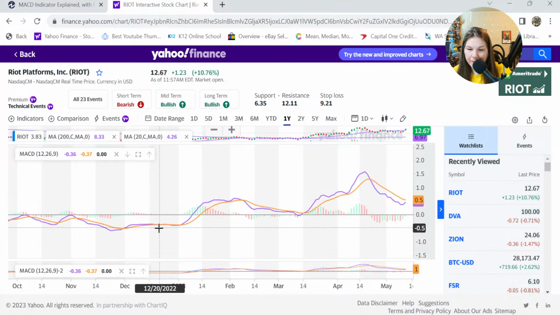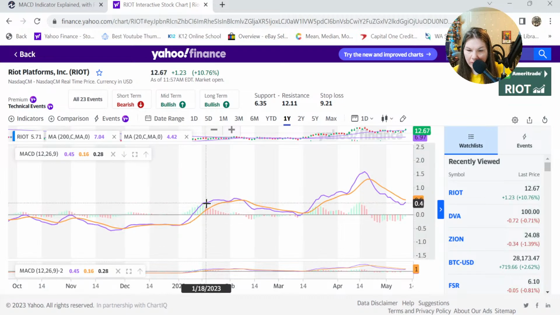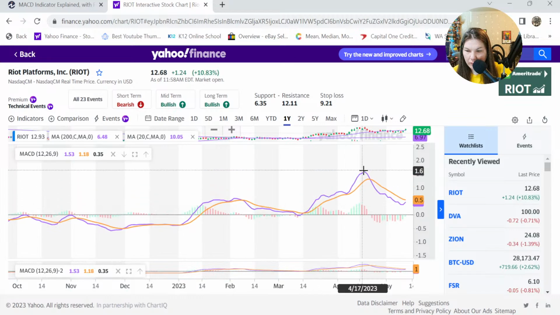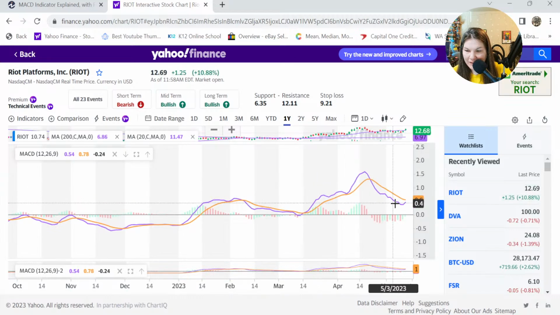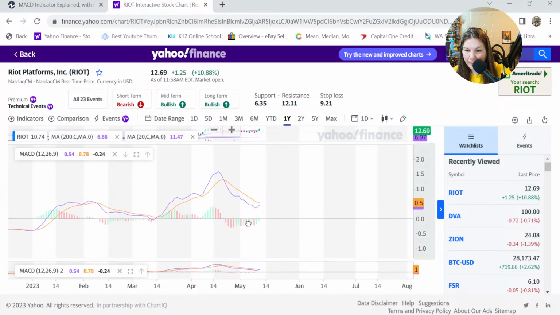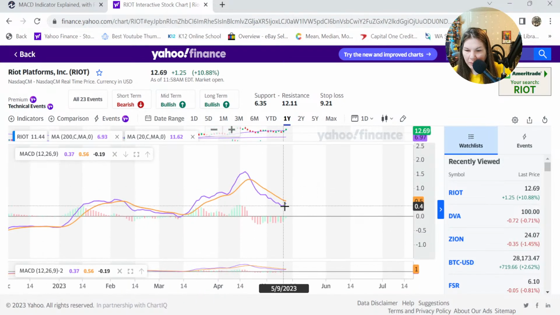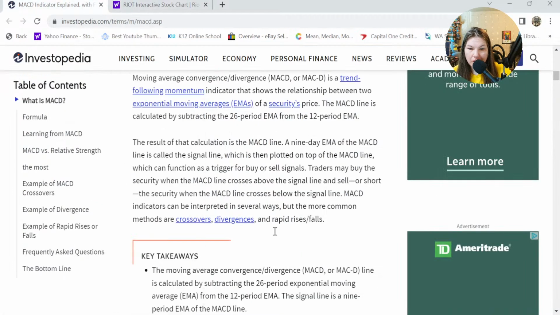MACD, purple. Okay. So when it crosses over the orange line and goes up, that's a buy signal. And then when it crosses back down over the orange, that's a sell signal. Then when it crosses back over the orange, that's a buy signal. Then when it crosses back down, that's a sell signal. So we're in a sell right here. When this crosses back over the orange, it's a buy signal. You see that? The purple is going to come back up over the orange, and that's going to be a buy signal. So traders may buy the security when the MACD crosses above the signal line and sell when it crosses below.